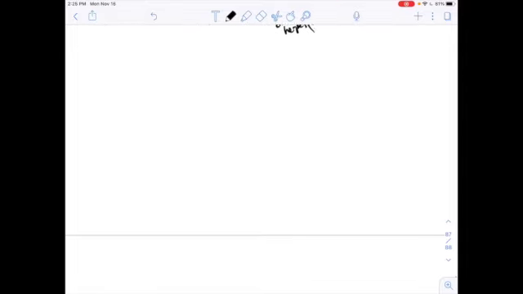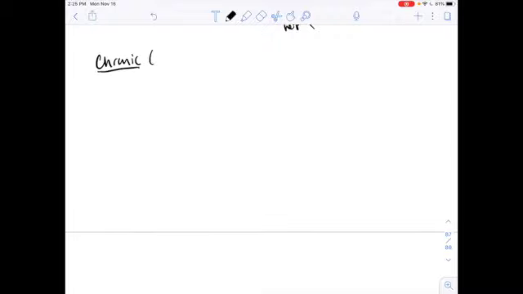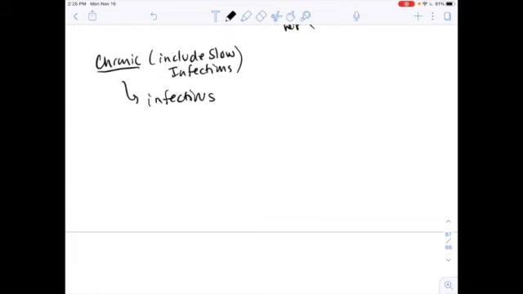All right, there's a different kind of persistent infection that is called chronic. And this would also include slow infections. In chronic persistent infections, infectious virus is always present. It's always present, whether a person has symptoms or not.